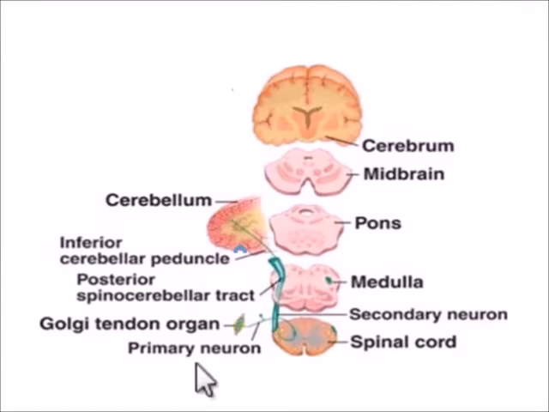To repeat again, you can see here the posterior spinocerebellar tract arising from the Golgi tendon organs and muscle spindles goes through the dorsal root and dorsal root ganglia to enter the spinal cord, and then it ascends upwards without crossing to the other side of the spinal cord. It passes upwards and reaches the medulla, and in the medulla it enters the inferior cerebellar peduncle to reach the spinocerebellum of the same side of the body.